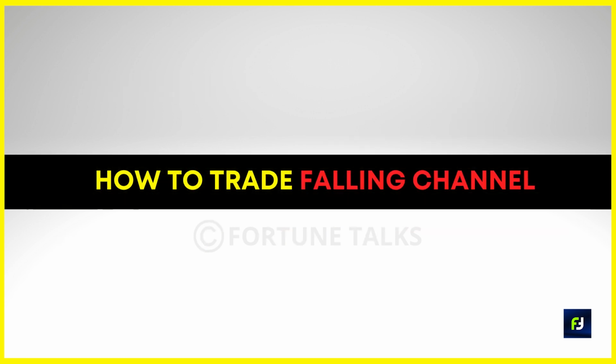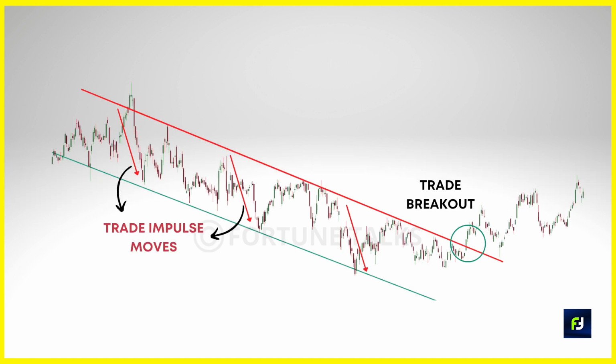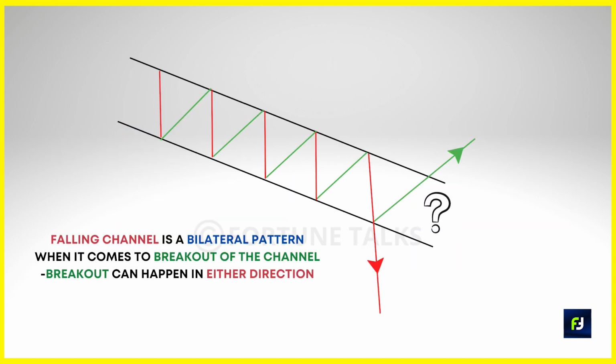Now let's briefly discuss the trading criteria for a falling channel pattern. Similar to a rising channel, you can take two types of trades when it comes to falling channel patterns. You can either take breakout trades when the price breaks out of the channel, or you can trade the impulse price swings in the direction of the existing downtrend from the trend line. When it comes to breakout trading, the falling channel is a bilateral pattern, indicating that a breakout can happen in either direction. But same as before, the slope of the channel to some extent gives us information on whether it will be a breakout or a breakdown.